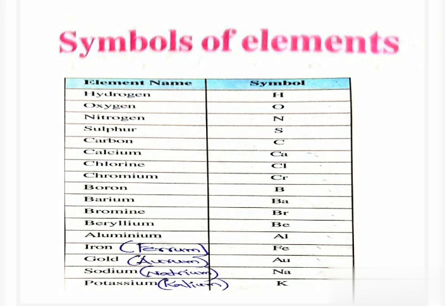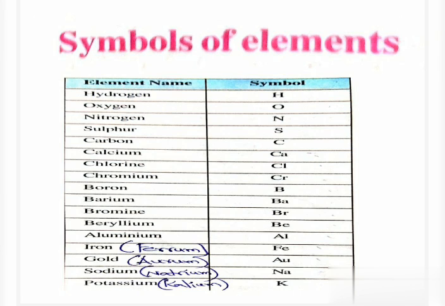Next, here iron, I-R-O-N. So what is the symbol of iron? Fe. Why Fe? We can write I, no. Why have we not written that here? Because some elements' names are derived from the Latin name. The Latin name of iron is ferrum. So that's why Fe is the symbol of iron.